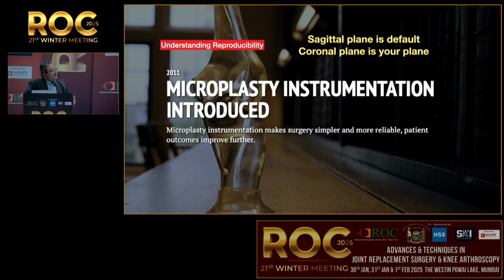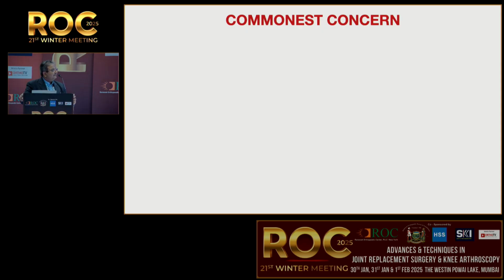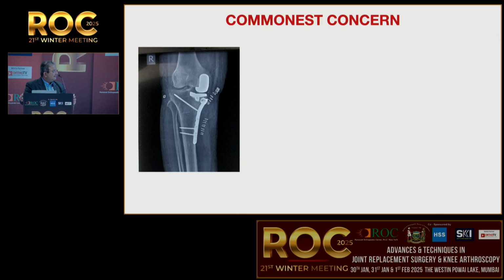So sagittal plane is a default plane mentioned in the system. You don't have to worry about sagittal plane things like in total knees. It will be taken care of by the system. And coronal plane is your plane. You decide as a surgeon and you have a chance to play with. So there are three things: the femoral drill holes, tibial vertical cut and meniscectomy. That's it. No other steps do you have control over. This is all done by the instrumentation system. That's the beauty of this surgical technique.